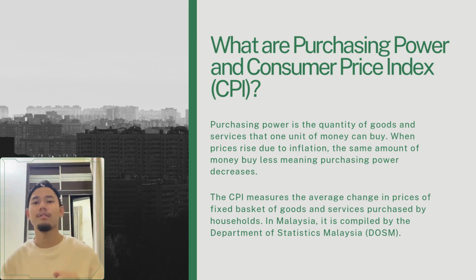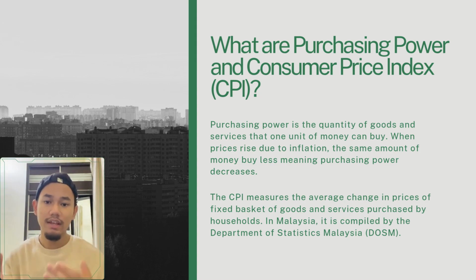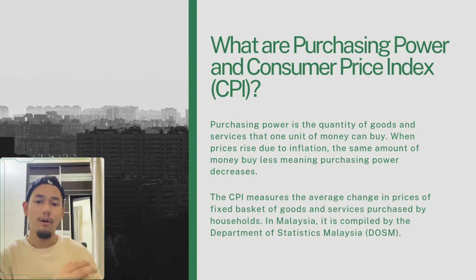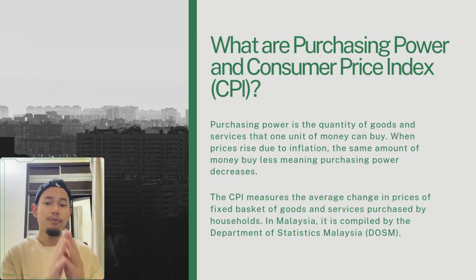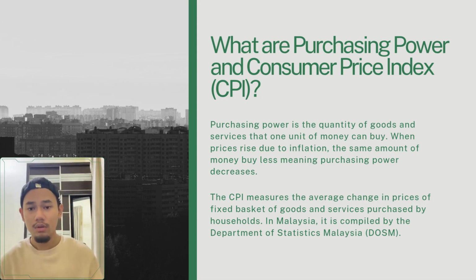So, for example, you go to a supermarket and you buy 10 kg of rice for only $10. But that's before inflation. After inflation, you buy 1.5 kg of rice for only $10. So we can say that the purchasing power decreases.